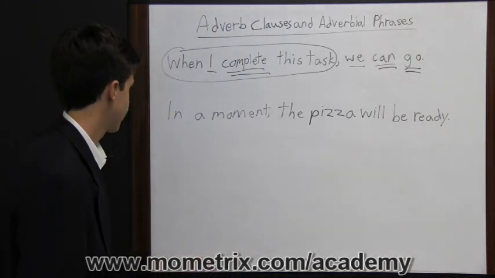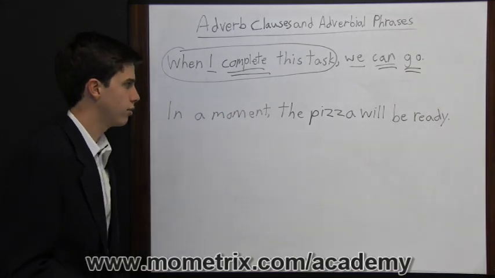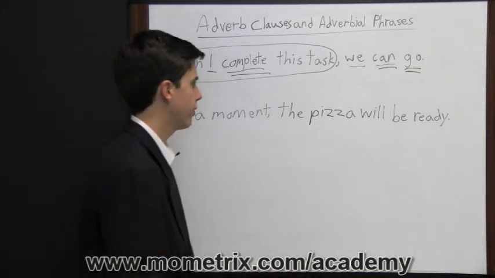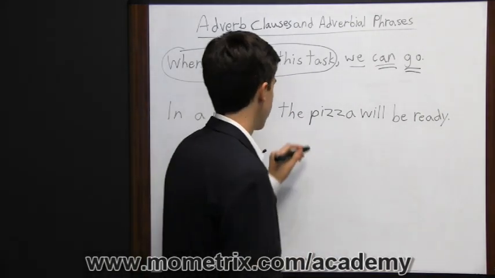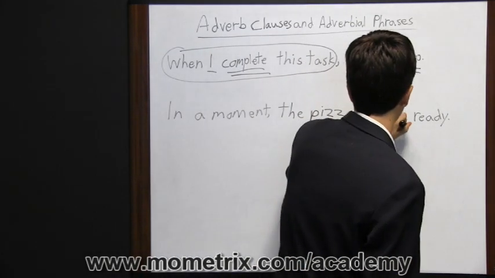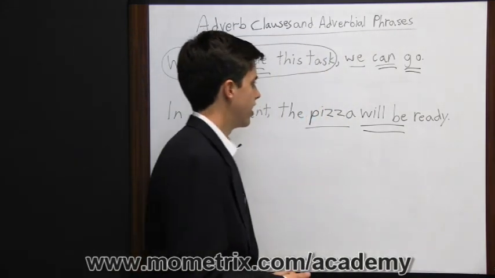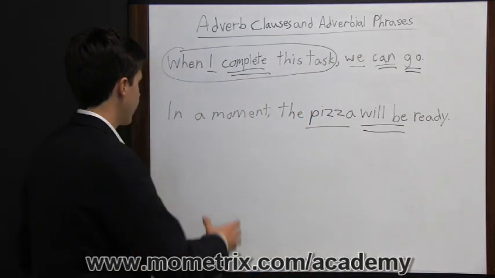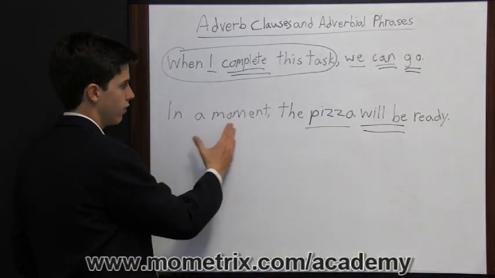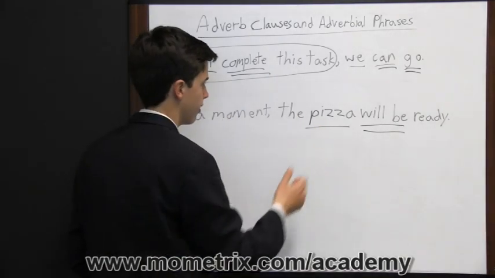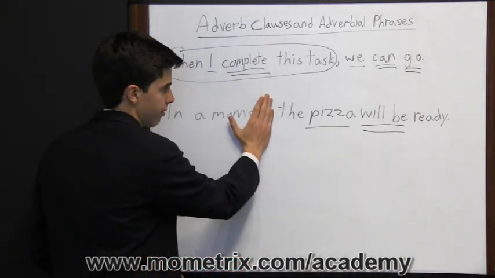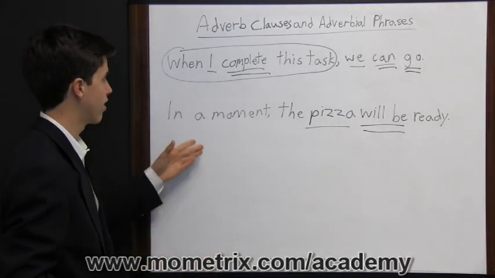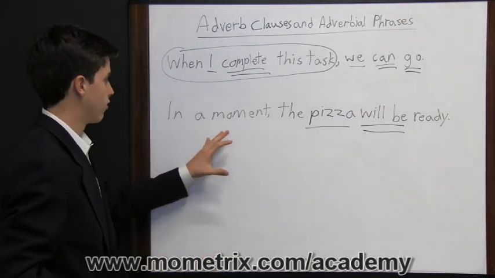Alright, so let's look at this next sentence. In a moment, the pizza will be ready. Here, the meat of our sentence is, again, in the later part of the sentence. Pizza is the subject, and will be is the verb phrase. So here again, in a moment, could be removed from the sentence. Now let's try reading the sentence without this. The pizza will be ready. The sentence still makes sense, so this is probably our adverbial phrase.